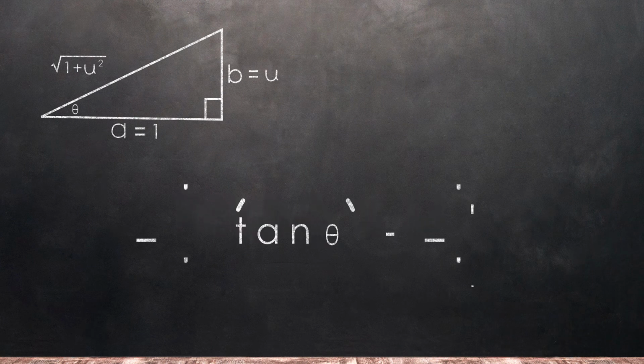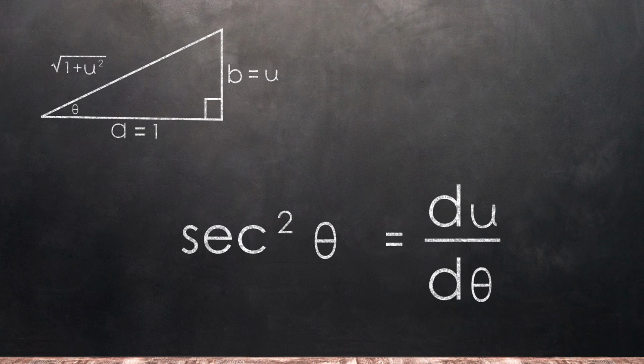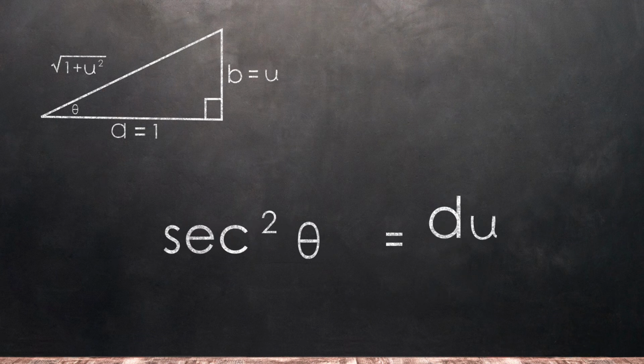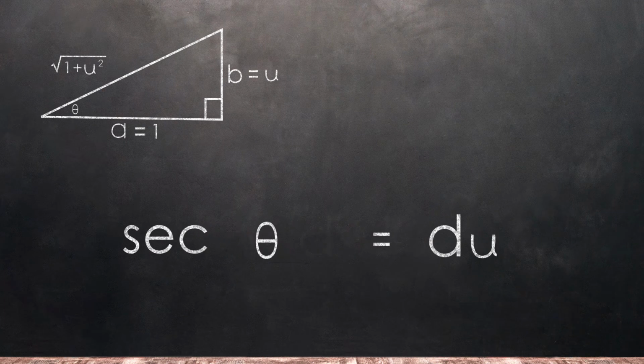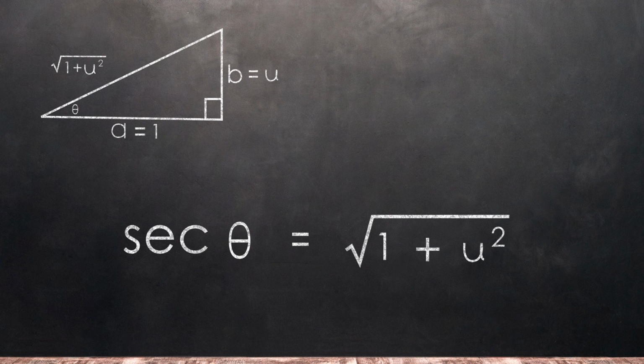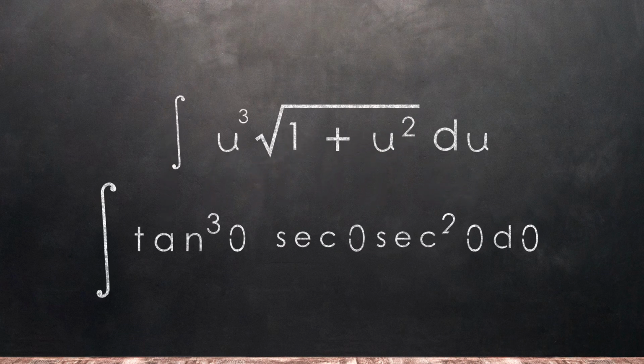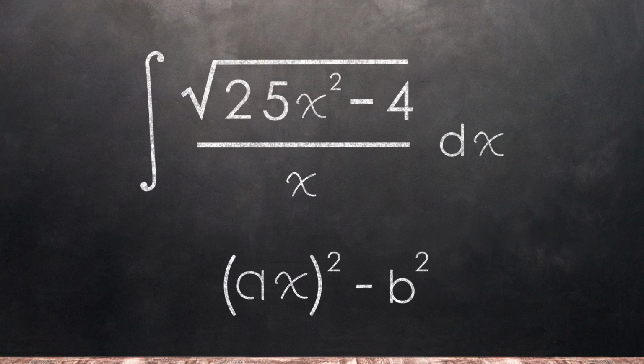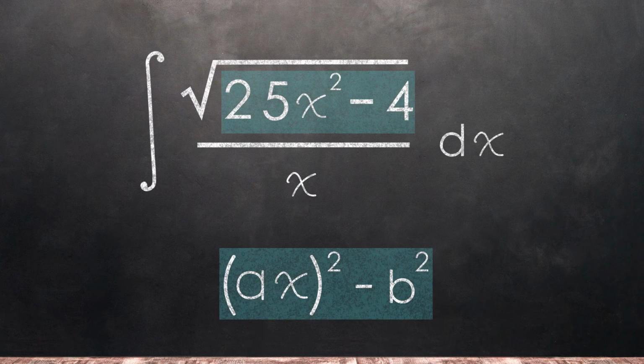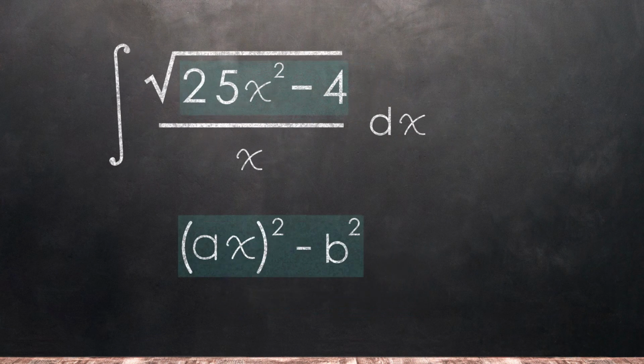To solve for du, we take the derivative with respect to theta and isolate for du. From the triangle, we can also see that secant theta is equal to root 1 plus u squared. Now we can transform our integral from u to theta. Once this integral is solved, we still have to substitute back in terms of the original variable x. Now let's look at an example containing the expression ax squared minus b squared.